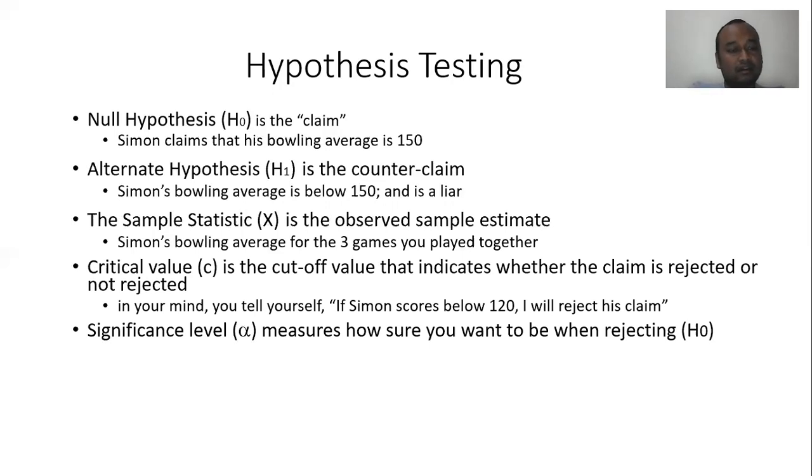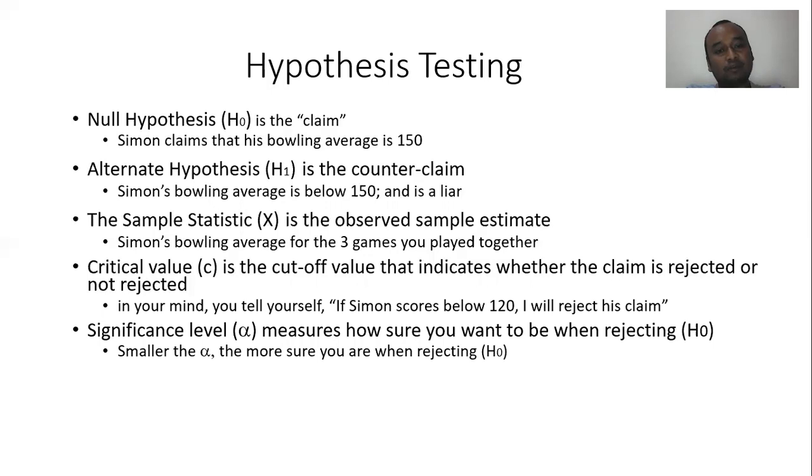And the fifth step is the significance level, denoted by alpha. It measures how sure you want to be when rejecting H0. The smaller the alpha, the more sure you are when rejecting H0. It is denoted by the shaded area, the blue area below the normal distribution that you saw before.